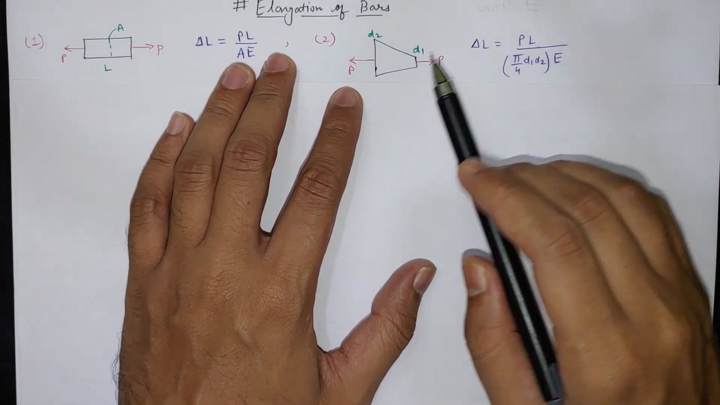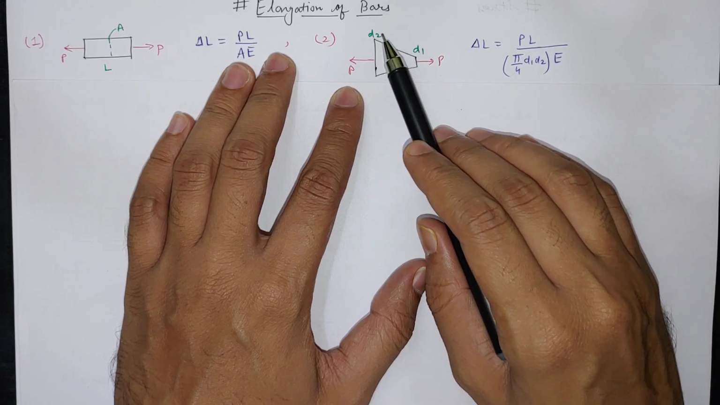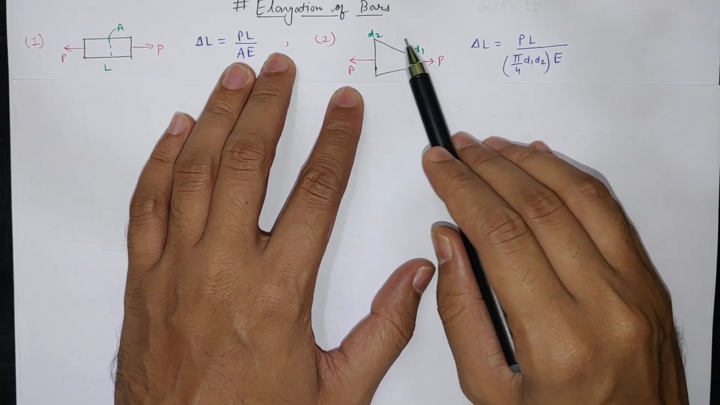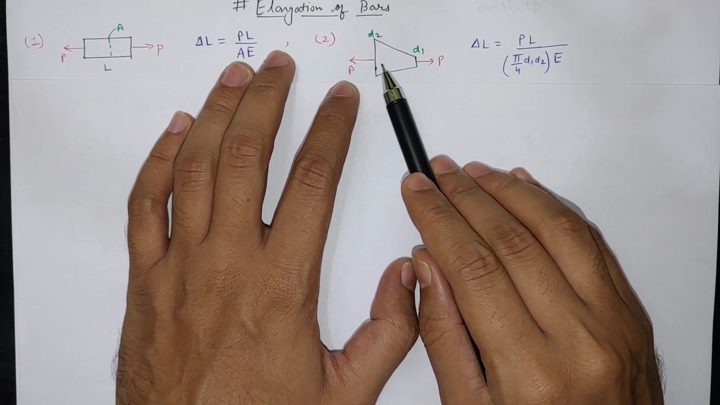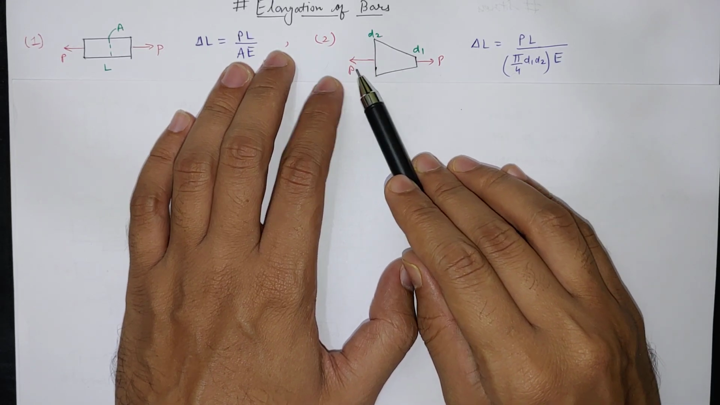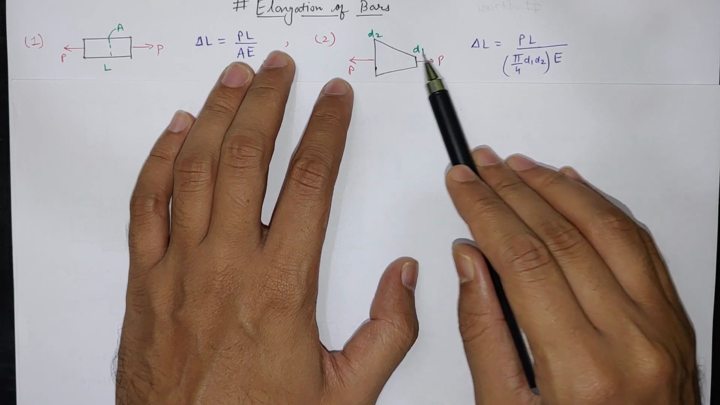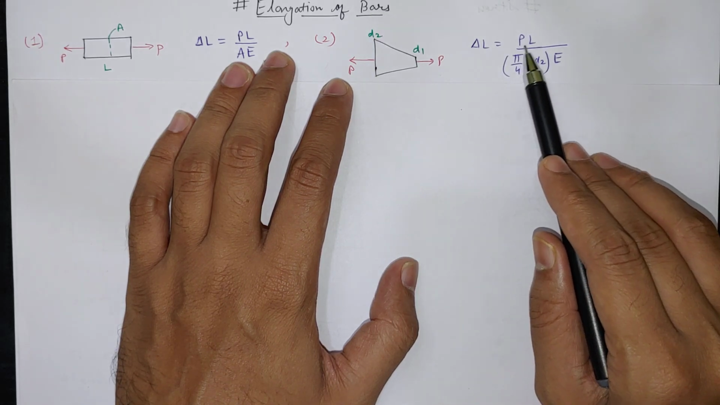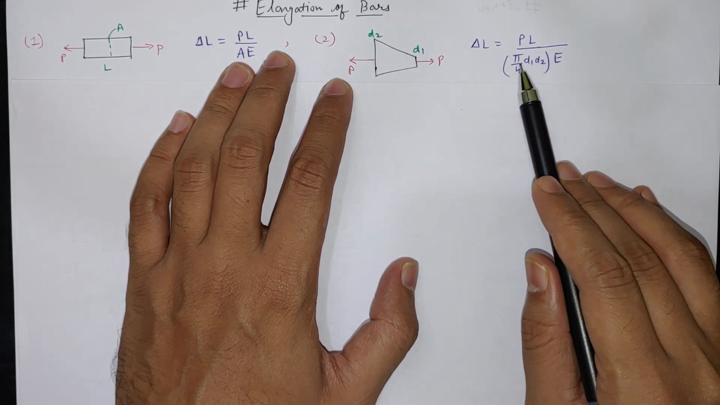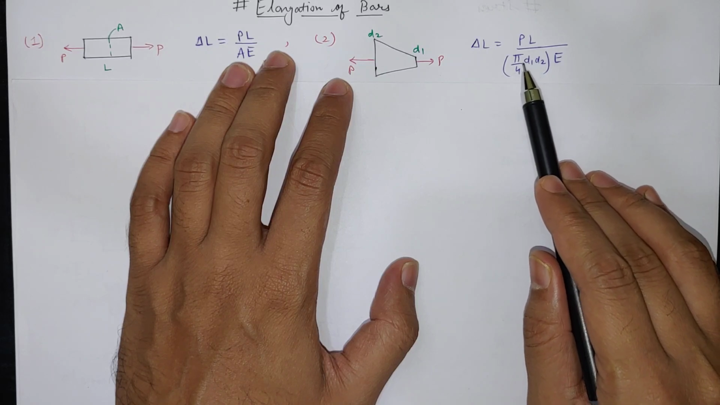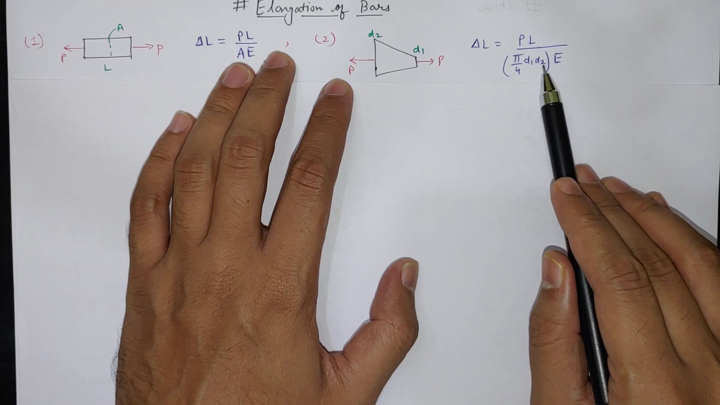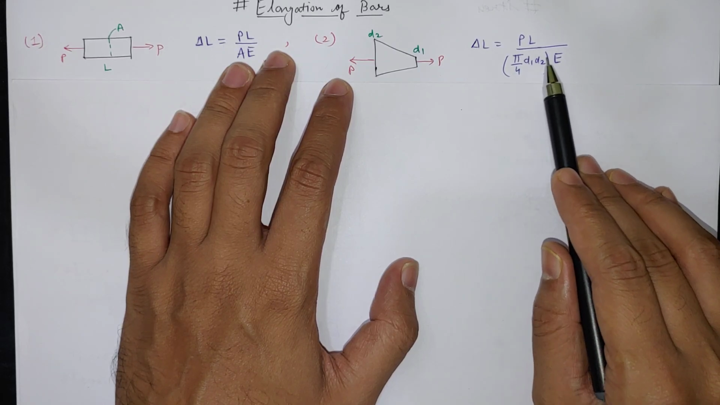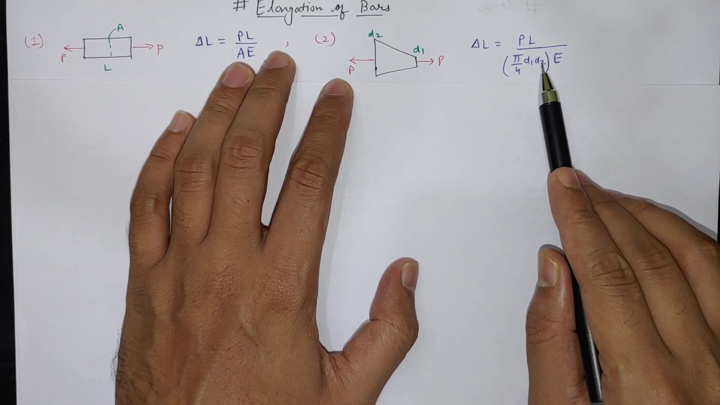The second case is where there is a change in diameter from D1 to D2, and it's a tapered bar. Load P is acting on both the ends, so there will be uniform load, meaning at every cross section there will be P load only. Now delta L will be equal to PL by AE, but here the area will be pi by 4 D1 D2. So here instead of D square we have D1 D2.